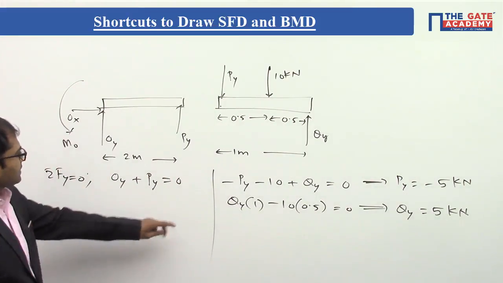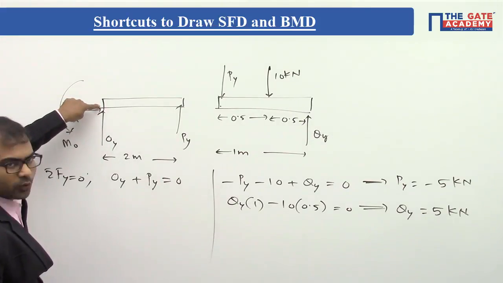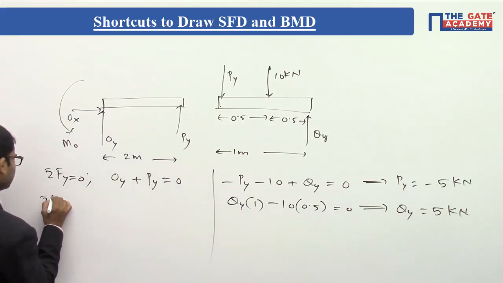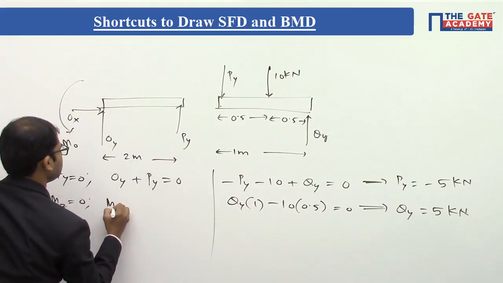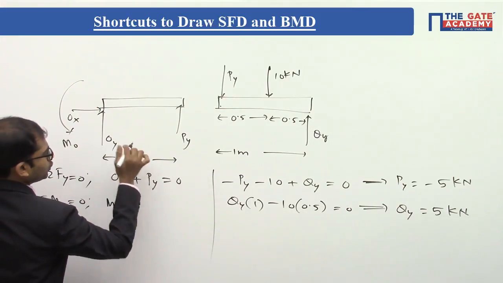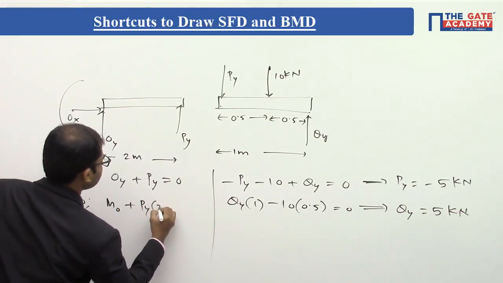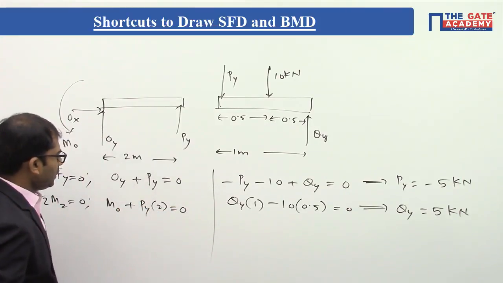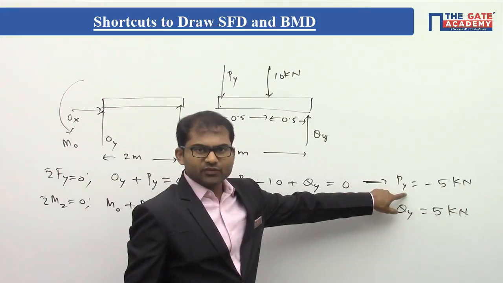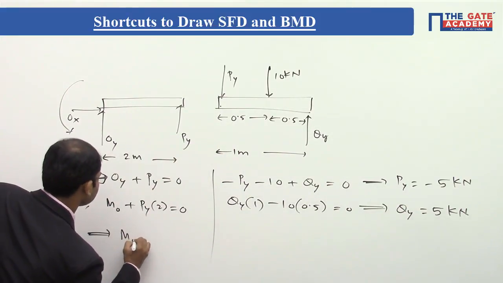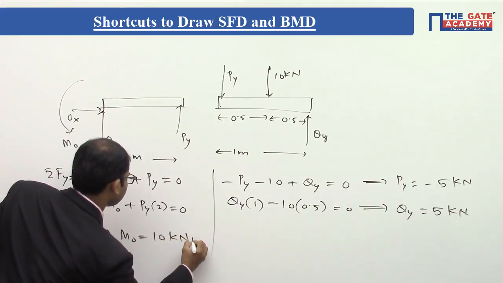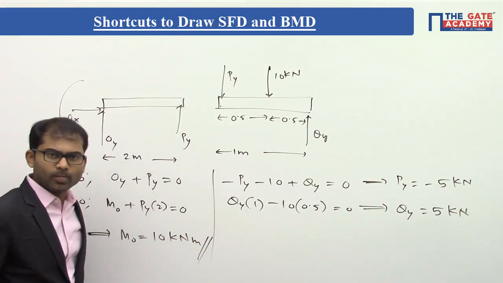Understand? Let's write down the same moment equation about this point also. So anyways, it is M suffix z is equal to 0. About this point, M naught anti-clockwise, Py into 2 anti-clockwise. So Py into 2 is equal to 0. You got the value of Py is equal to minus 5. So if you substitute in this one, this implies your M naught value is equal to 10 kilonewton meter.